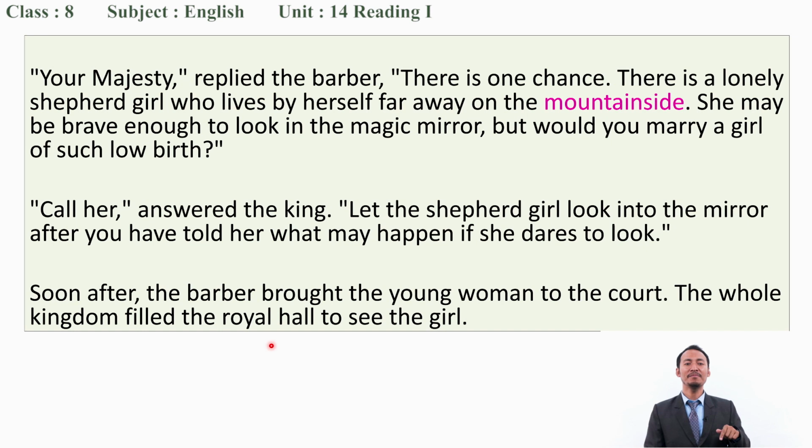And the whole kingdom filled the royal hall to see the girl. The royal hall was full of people to see the girl.